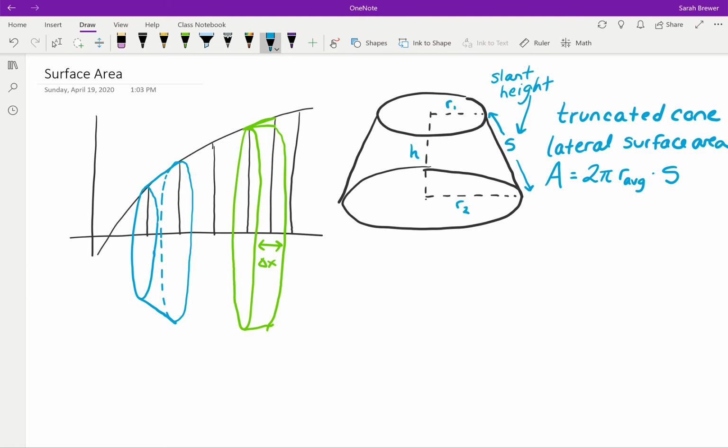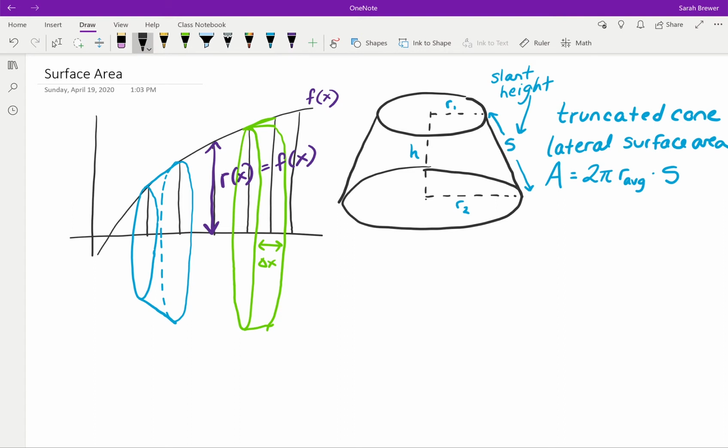And for us, our average radius, if you're dealing with a function that's being revolved about the x-axis, that average radius is just going to be the function value in this case. Now, certainly if you're revolving about another axis, you'll have to make some adjustments, but for our purposes here, that's just going to be the function itself.